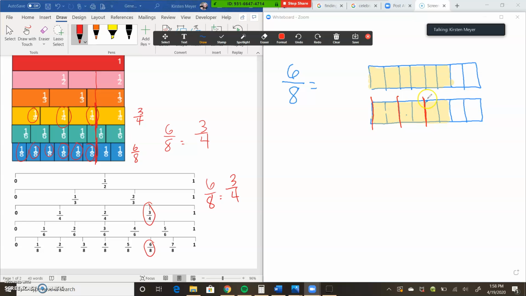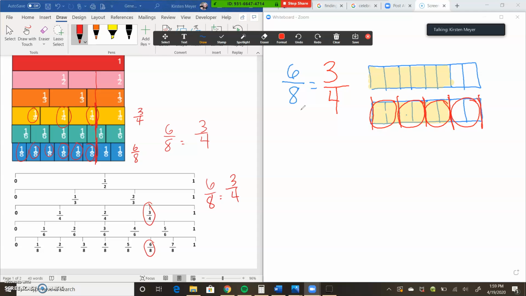I can make these 2 a piece, I can make these 2 a piece, and these 2 a piece. So I still have equal pieces because that's the same amount, that's the same amount, that's the same amount, that's the same amount. So now it's like I have 1, 2, 3, 4 pieces. So my denominator tells me how many pieces in all, and I have shaded in 1, 2, 3 of them. So I know that 3/4 is equivalent to 6/8 using my own model. And that's exactly what we proved over here.